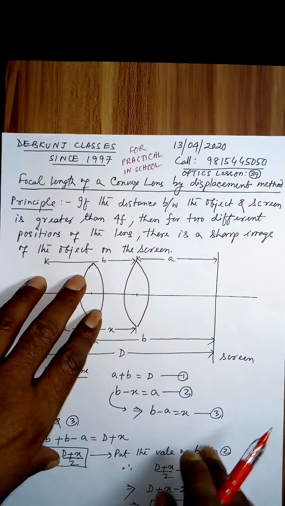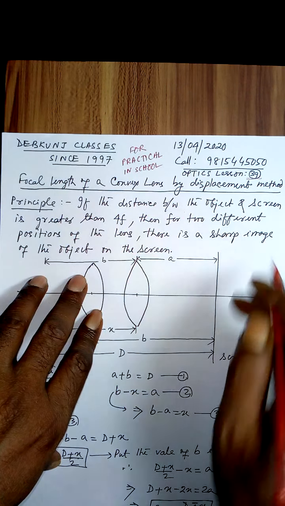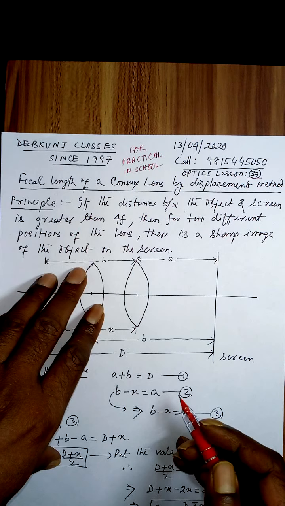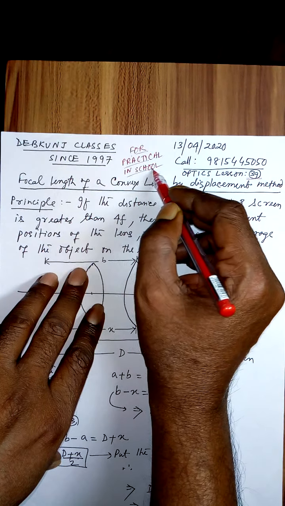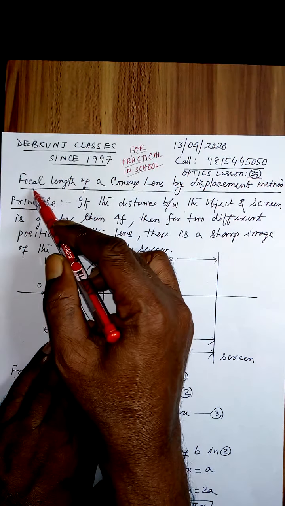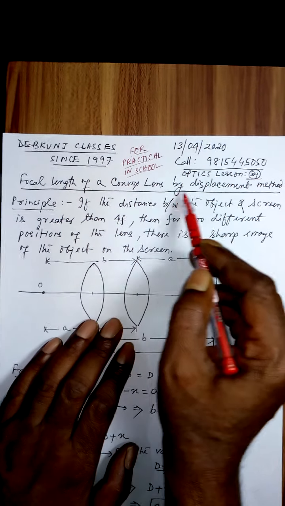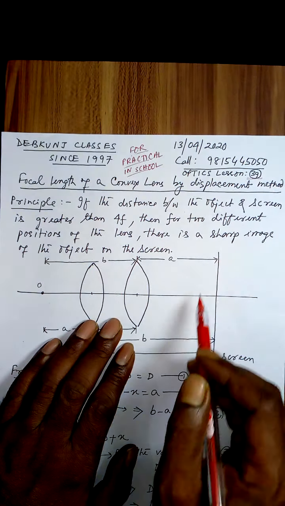Now another lesson, lesson 39. This will be useful for doing your practical in your school: to find the focal length of a convex lens by the displacement method.